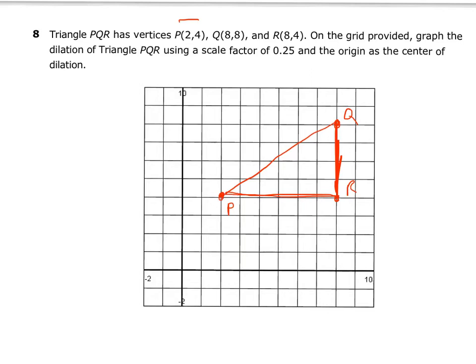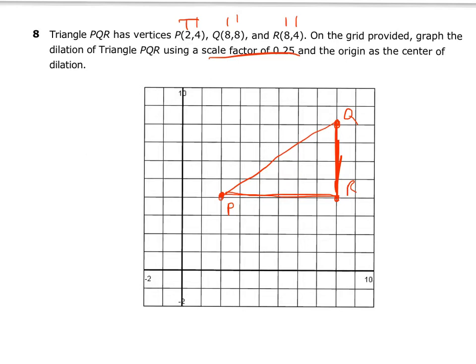Now, I'm done. That's not hard at all. Next thing it wants us to do is the dilation. It says to use a scale factor of 0.25, which means I'm going to multiply each one of these numbers by 0.25. Now, what is the same thing as multiplying by 0.25? Dividing by 4. It's the same thing. It's just like multiplying by 0.5 is the same as dividing by 2. Alright? It's the same thing. Alright? So we're going to divide everything by 4.